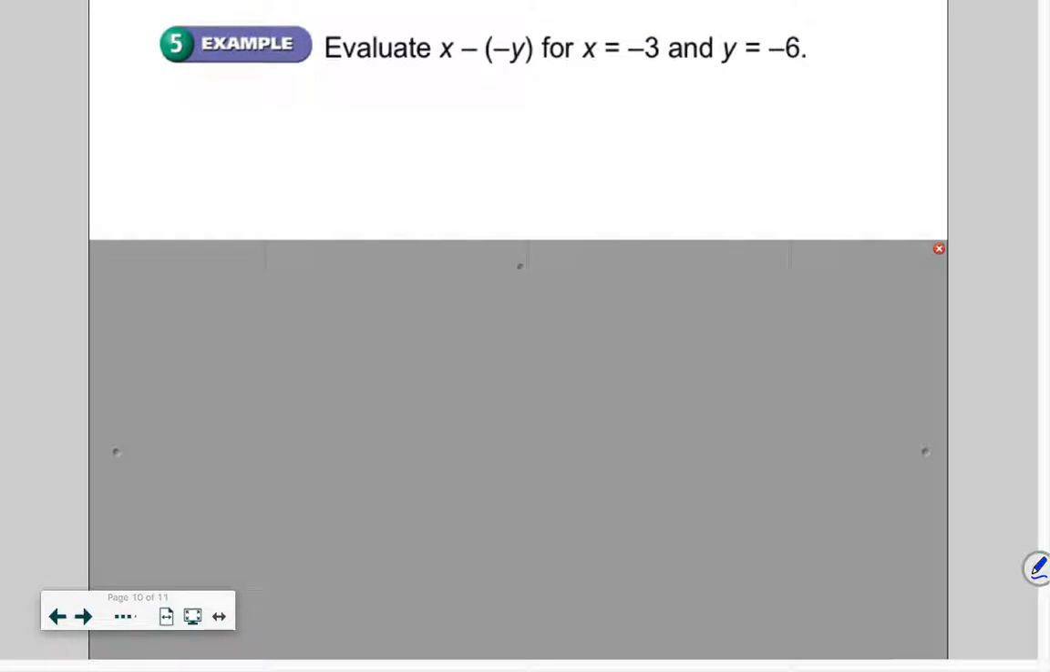Next one. Evaluate x minus a negative y, where x is negative 3 and y is negative 6. We have lots of negatives, so you have to keep track of where you're at with what you're writing. So, x is going to be a negative 3. Put it inside parentheses. Then it's your subtraction sign. Now you're inside the next set of parentheses.